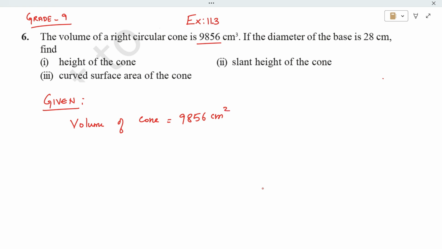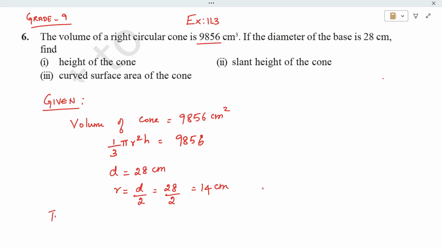So if the volume of a cone is 9856, I can set its formula equal to that value, isn't it? So 1/3 pi r square h is equal to 9856. Now, read the next part of the question. If the diameter of the base is 28 centimeter, so diameter is equal to 28 centimeter. So what would be the radius? Radius is diameter by 2, which is 28 centimeter by 2. That is going to be 14 centimeter.